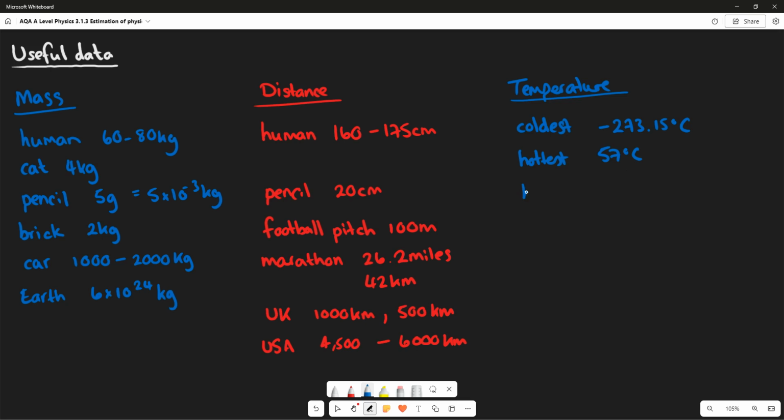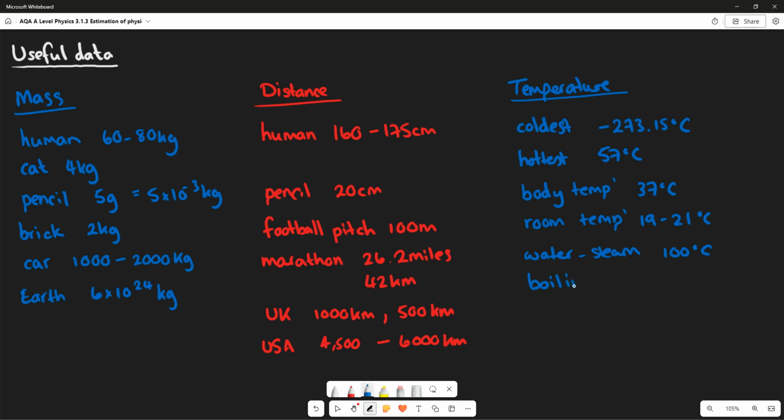Body temperature, a very good one. Body temperature is 37 degrees Celsius, approximately. Room temperature is approximately 21 degrees. It varies. It can be about 19 to 21 degrees Celsius. Boiling point of water. So water to steam, the temperature at which it boils or condenses, if you're going the other way, is 100 degrees Celsius.